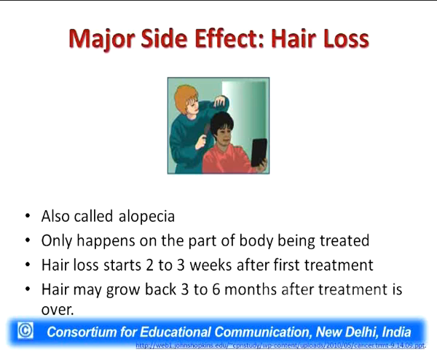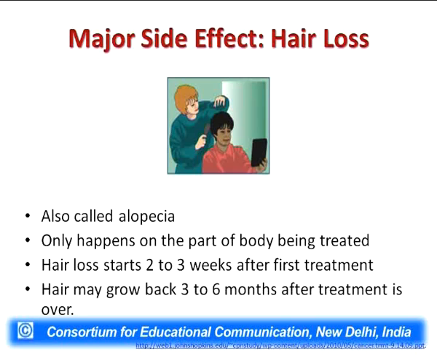Of these, the major side effect is hair loss, which is called alopecia. During the radiation therapy, the patient suffers from hair loss, which starts about 2 to 3 weeks after the first treatment is done. When the treatment gets finished, the patient subsequently goes back to a normal state, and it has been found that 3 to 6 months after the treatment, the hair grows back in a proper manner.